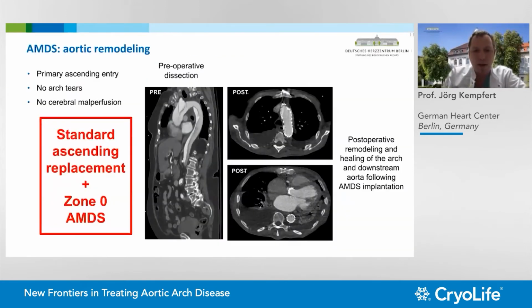So let's have a look at a couple of cases. This is a standard type A, an easy one, so to say. Ascending has a tear, no arch tears, no malperfusion. So standard treatment would be the open anastomosis with a zone 0 AMDS stent.